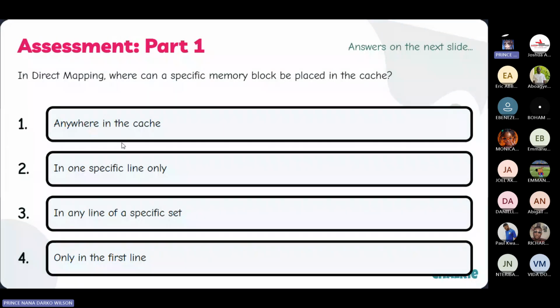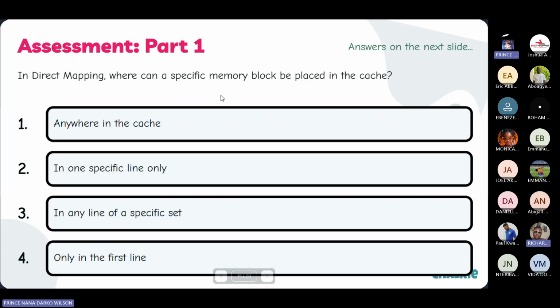All right. In direct mapping, where can a specific memory block be placed in the cache? Yes, so let's attend to this one. Please, our ghost members, please. So they come and then possess people and then talk to us, okay?